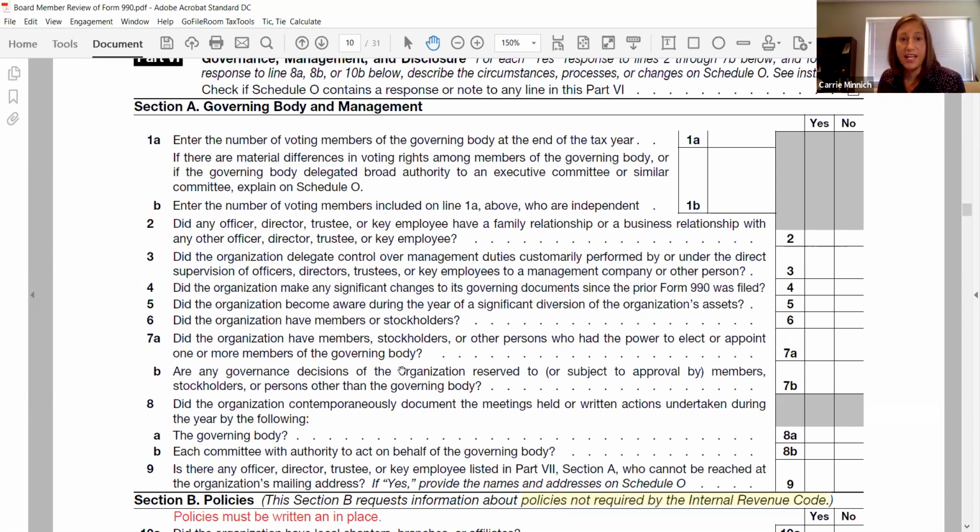Here the IRS asks if there are any material diversion of assets. That is fraud. So if your organization had fraud and you're aware of it, the IRS wants to know. That's line 5 here. And it does have to be significant. So small amounts, if somebody took $20 from the petty cash, they don't care about that. But if you have significant fraud, the IRS wants to know, and you need to report that to the IRS.